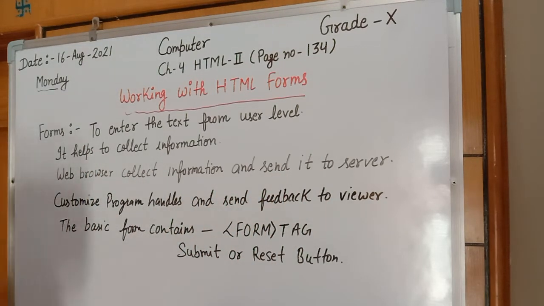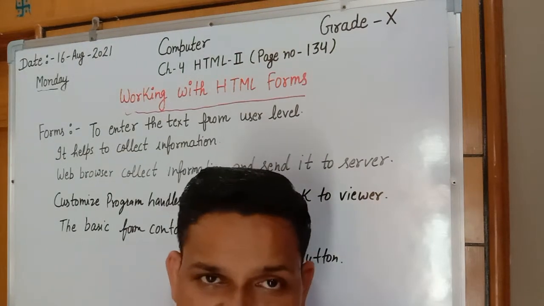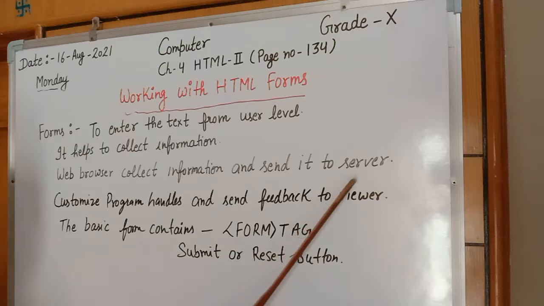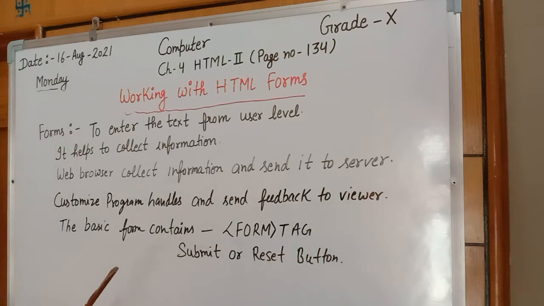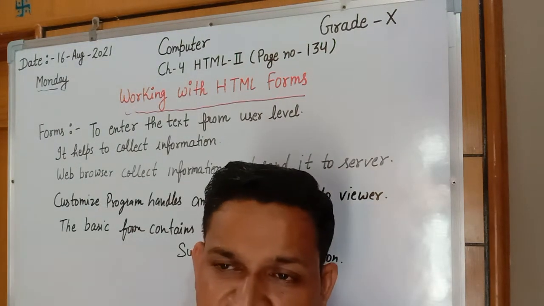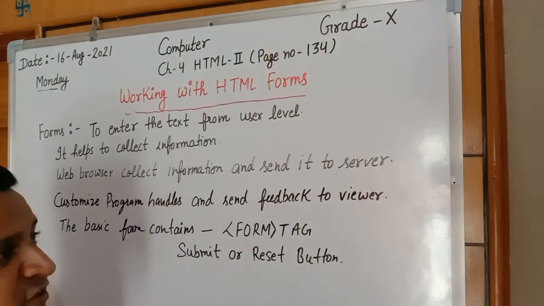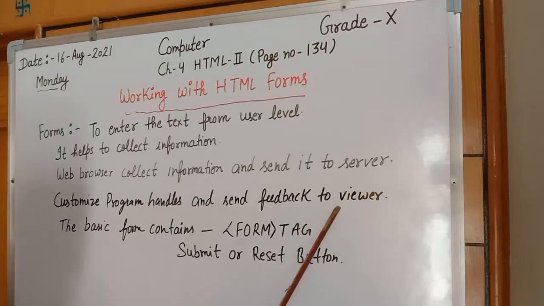It means the web browser accepts the information from the visitor. The visitor will fill in the information. That information will go to the web server. On the web server what will happen? A program will be there that is known as a customized program. It will handle the information and send feedback to the viewer, and the feedback will be like this: your form has been submitted successfully. It means a viewer will get the submission message.